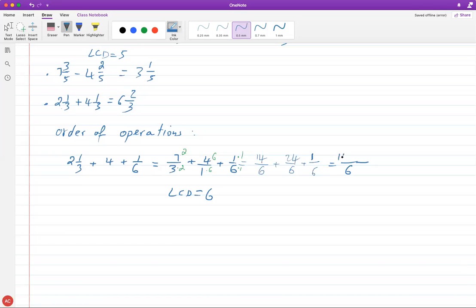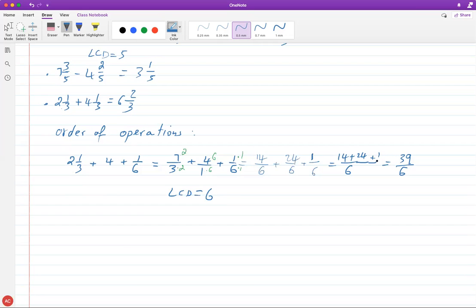So 14 plus 24 plus 1. And so I'm going to add these two first. That's 4 and 4 is 8. That's 38, 39. 39 over, of course, 6. At this point here, again, always reduce. Can we reduce this fraction?